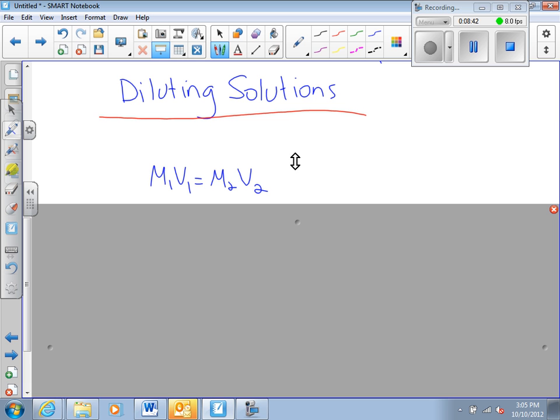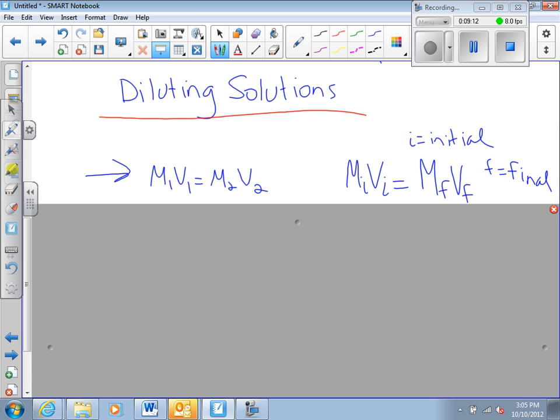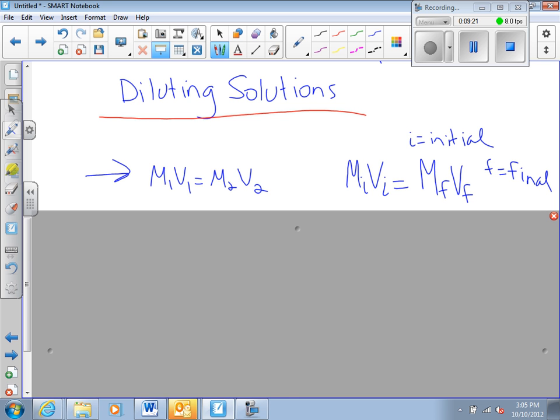The equation for diluting solutions is right here. Our initial molarity times our initial volume is our final molarity times our final volume, where 1 is initial, 2 is final. Another way that this is written and how students memorize this is MiVi equals MfVf, where i is initial and f is final. And you might hear some students in different chemistry classes walking around saying MiVi is MfVf. So that's just the dilution equation.